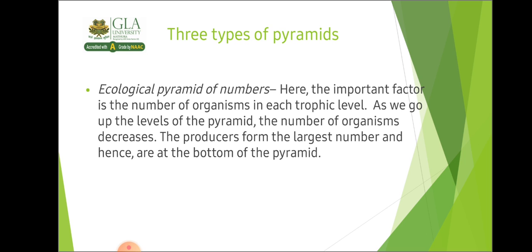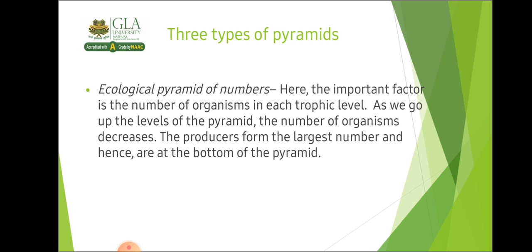Then let's move on to the types of ecological pyramids. Basically, there are 3 types of ecological pyramids. And there is a thumb rule that as we go up the levels of the pyramid, the number of organisms decreases. The producers form the largest number, and hence they are at the bottom of the pyramid. That was the ecological pyramid of numbers.